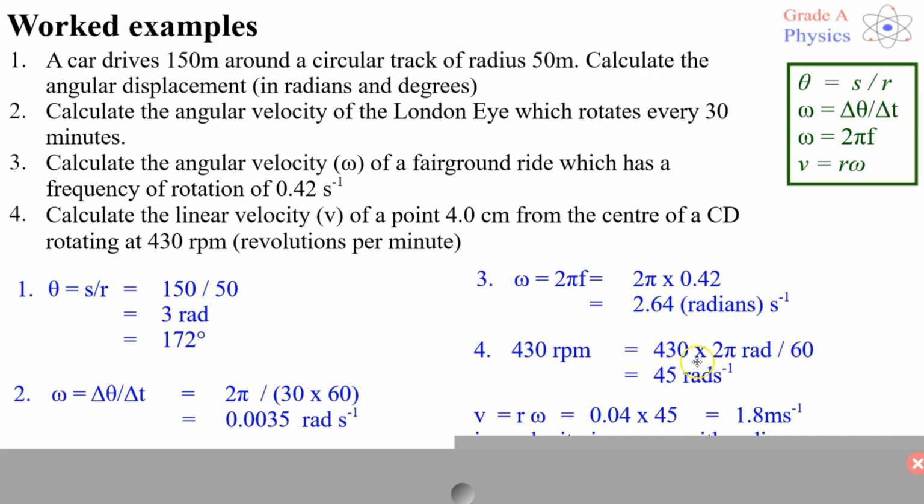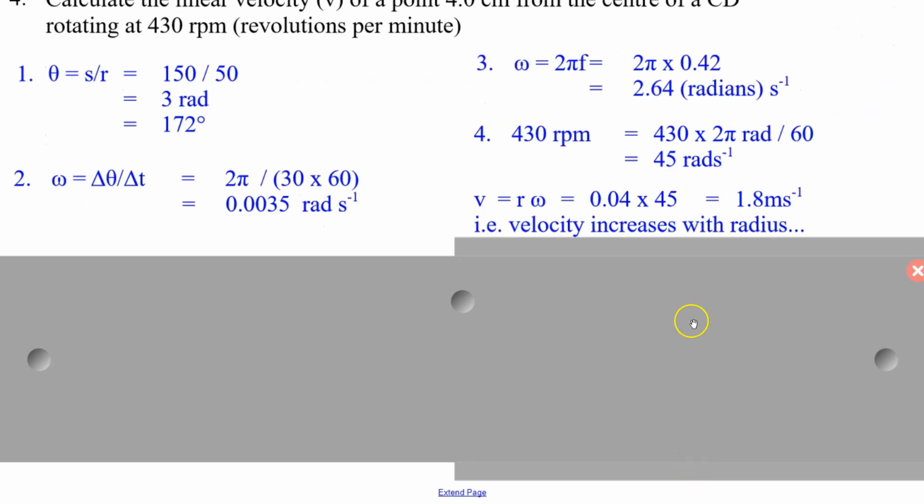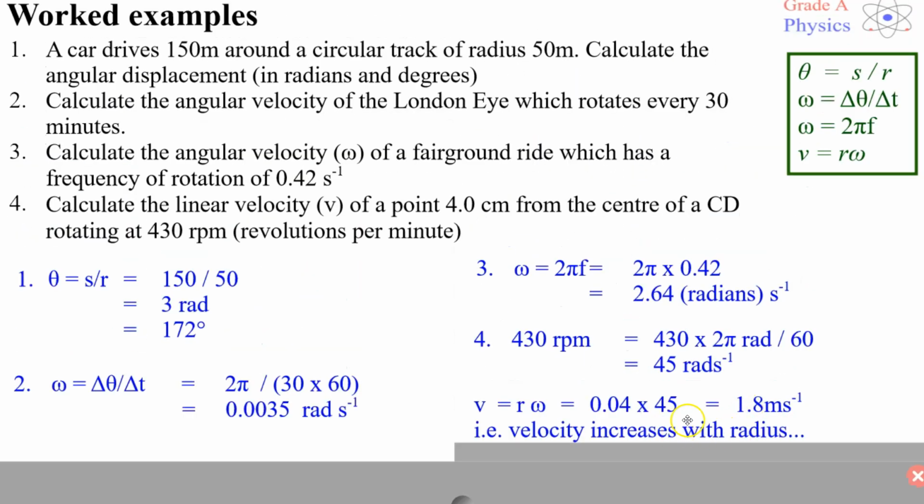So 430 revolutions, multiplied by 2 pi, would give us the number of radians per minute. And then we need to divide that by 60 to give us the radians per second. So that's our first thing to do. And you would be expected to work with RPM and convert that into radians per second. So the final stage, we're trying to find the linear velocity. So we can just multiply the radius, converted into meters, 0.04, by the angular frequency, and we get 1.8 meters per second.